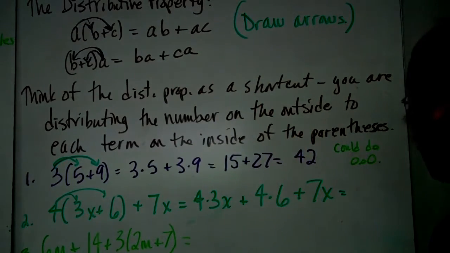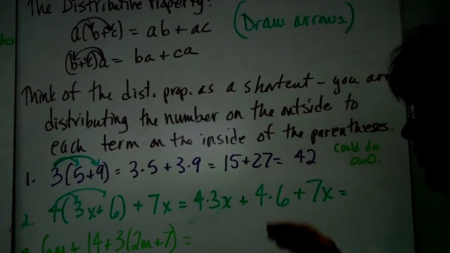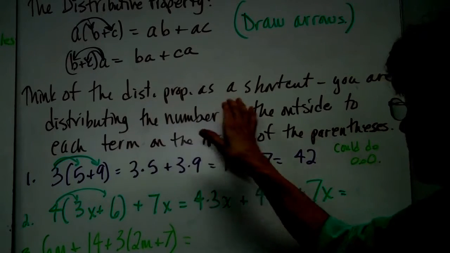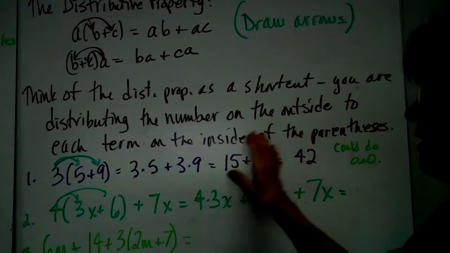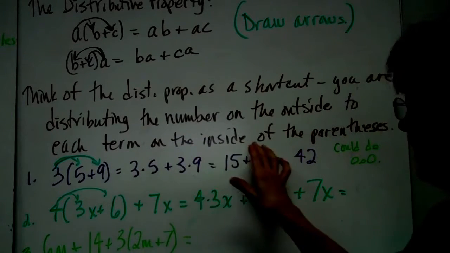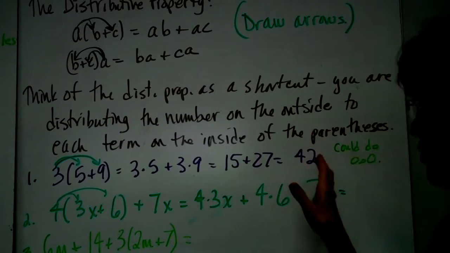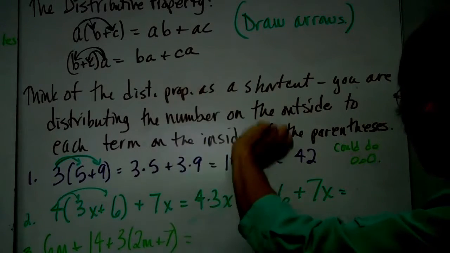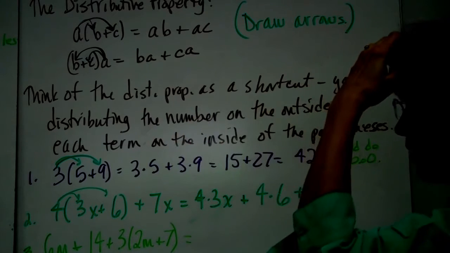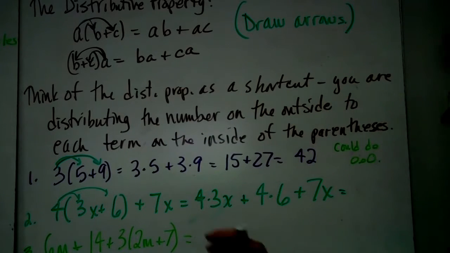All right, so we're going to do some examples. I think it'll be more clear. You can think of the distributive property as a shortcut. You are distributing the number on the outside to each term on the inside of the parentheses. That's really what you're doing. That's why it's called the distributive property, because you're distributing that number on the outside to everybody on the inside.